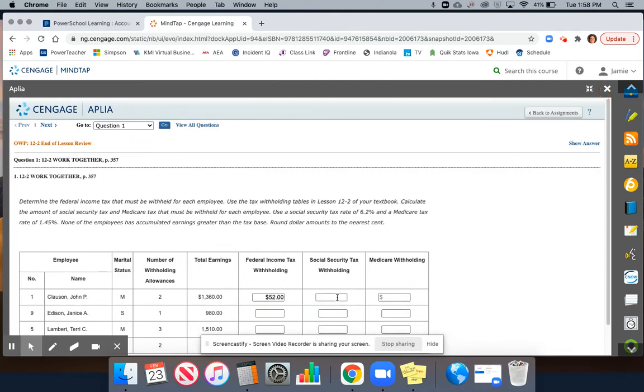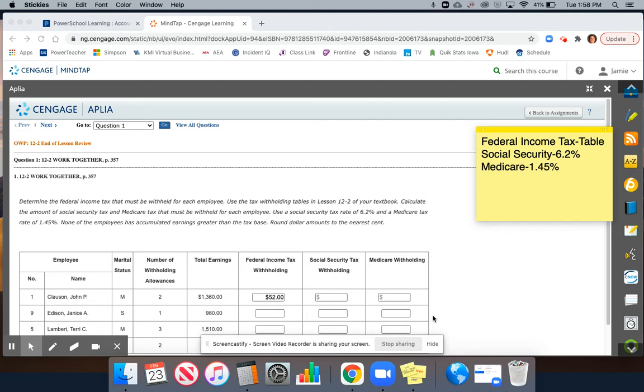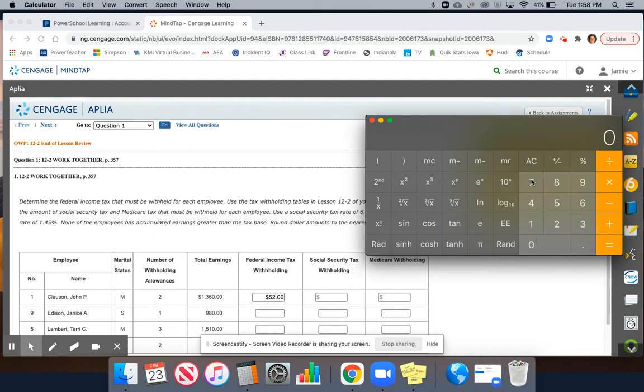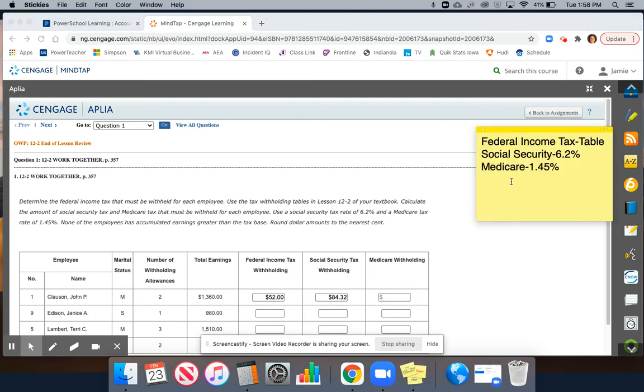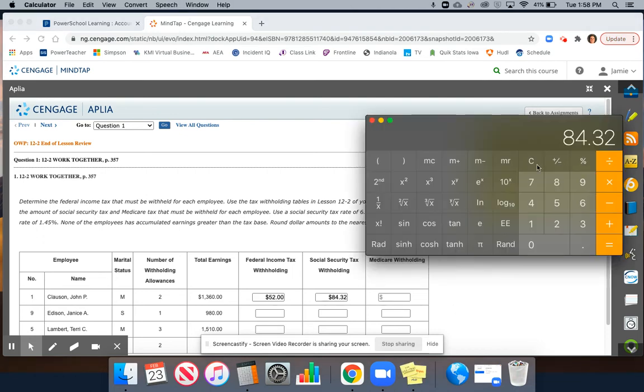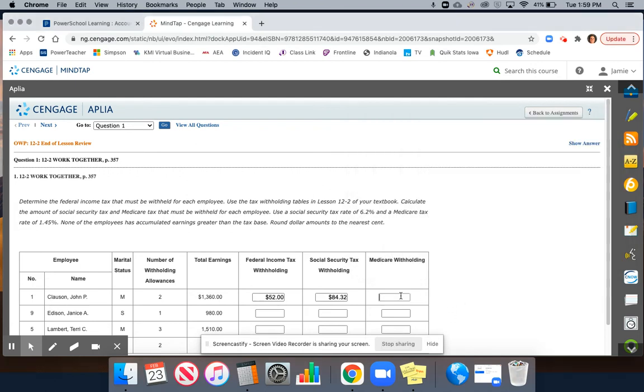Now to calculate our Social Security tax, you'll take 1,360 times 0.062. So the total Social Security withheld is $84.32. We'll calculate Medicare the same way. Medicare is 1.45% of total earnings. 1,360 times 0.0145 is $19.72.